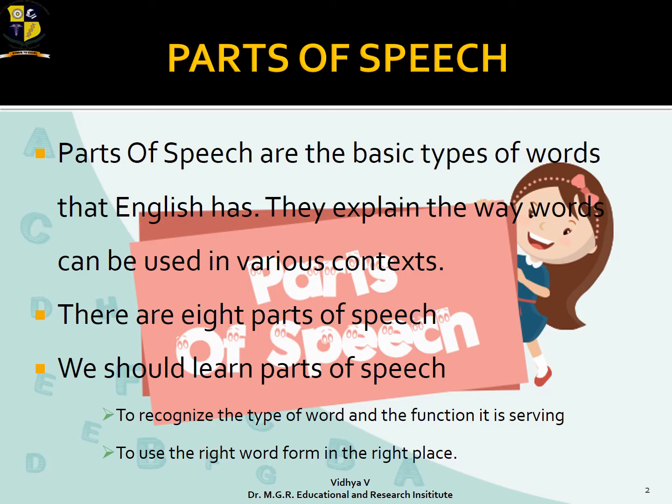Parts of speech. This is the basic building block of the English language. They are the basic types of words, and they explain the way the words can be used in various contexts or situations. There are 8 parts of speech, and we should learn the parts of speech to recognize the type of word and the function it is serving, and to also use the right word at the right place. Let's look into the 8 parts of speech now.